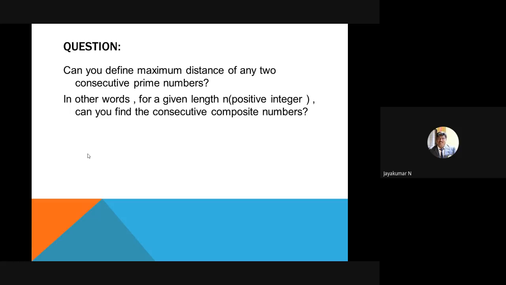If the answer to the first question is no, then in the second question n may be infinite. You can take 1 lakh, 2 lakh, 1 crore, 2 crore and so on. Can you understand my question? The second question depends on the first question. What is my first question? Can I define a maximum distance of any two consecutive prime numbers?